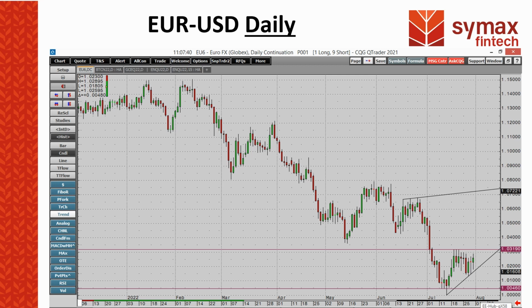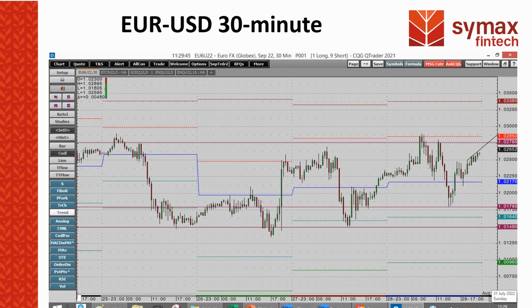Otherwise, I'm pretty sure we're going to have a fresh direction, whether it's up or down for the euro against the dollar. Here's the 30-minute. So again, got a couple of resistance levels on there and a couple of support levels as well for you.